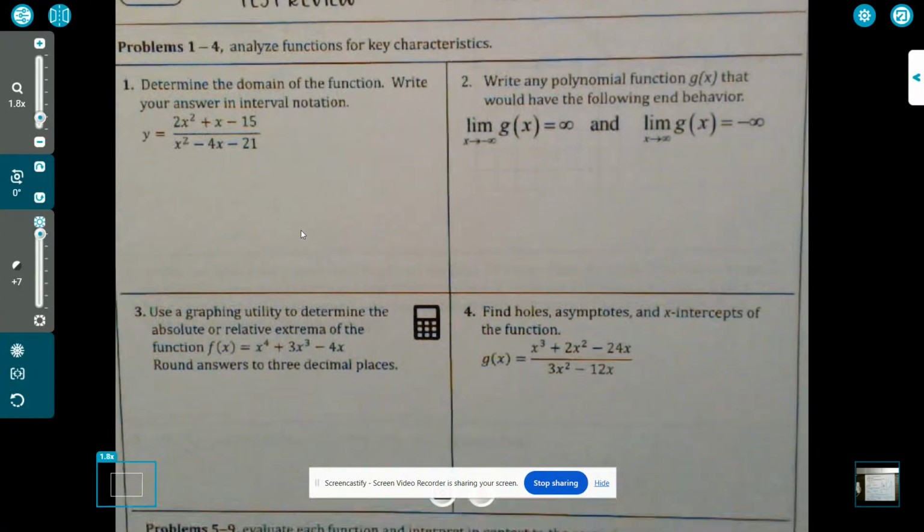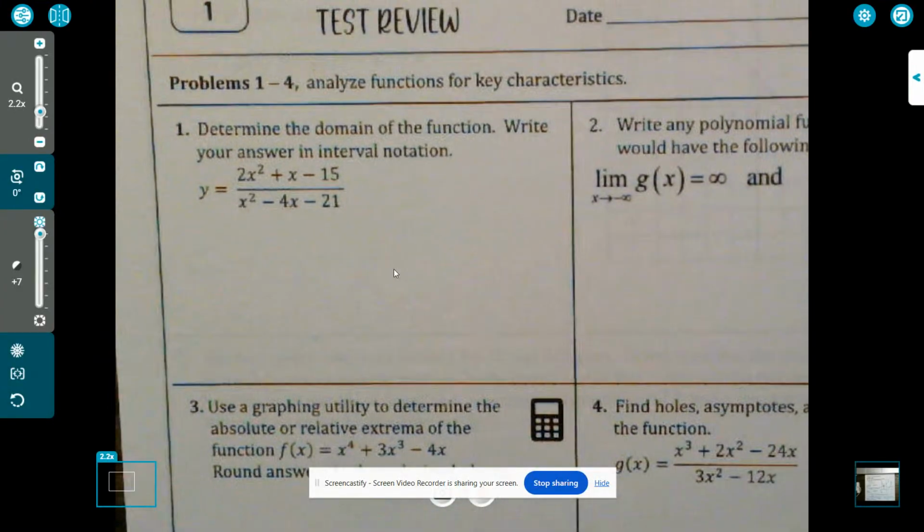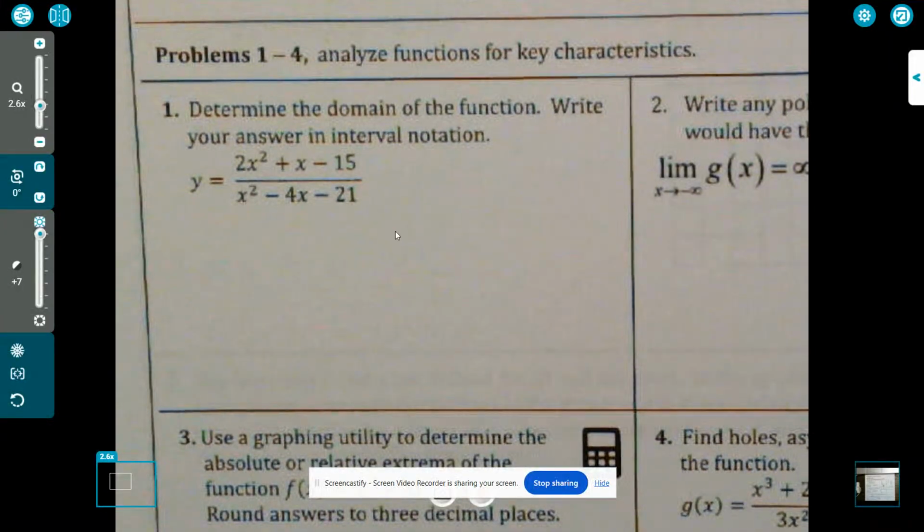But nonetheless, we're going to go through each problem. And then I will also do an additional review video of a second review if we are still not back in school Tuesday. So we will see what tomorrow brings.